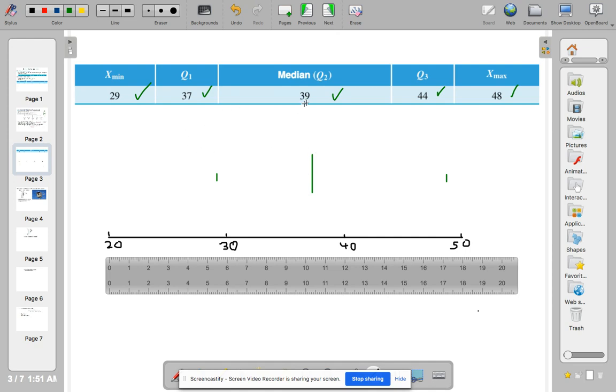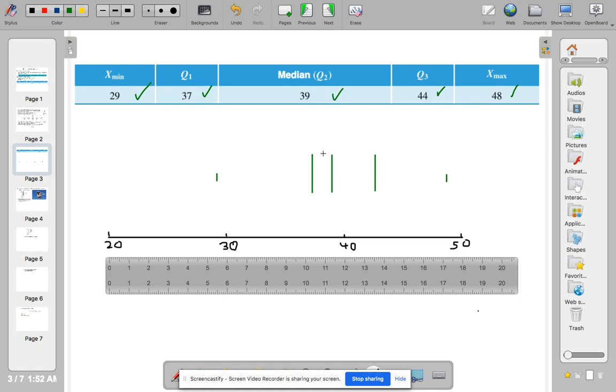Okay, so that's 37. Another one at 39, exact same size, so 39's about there. Next one is 44, which is about here, and exact same size as that line I've just drawn as well. So I've drawn in my 5-figure summary: 29, 37, 39, 44, and 48.